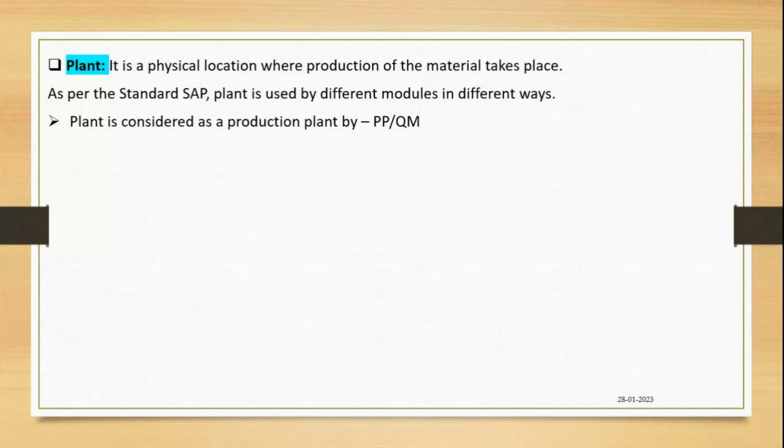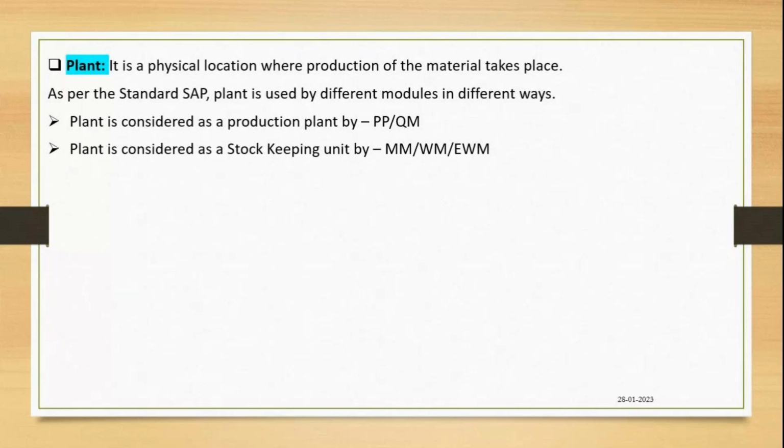And plant is considered as a stock keeping unit by WM, EWM. They say, hey, we are keeping stock of that material. We have raw material, all that stuff. If you see big companies, they have very big plants. In some areas they consider it for stock keeping, some areas they consider as raw material, and in some portion of that area, they call it a production plant. MM, WM, EWM, they call it a stock keeping unit. PP, QM, they call it a production plant.